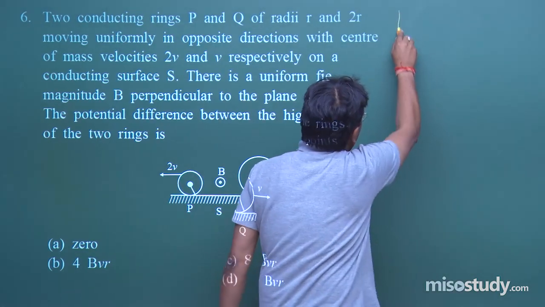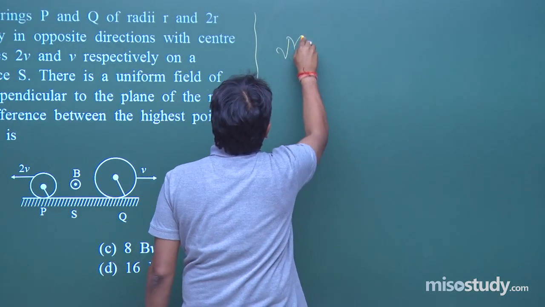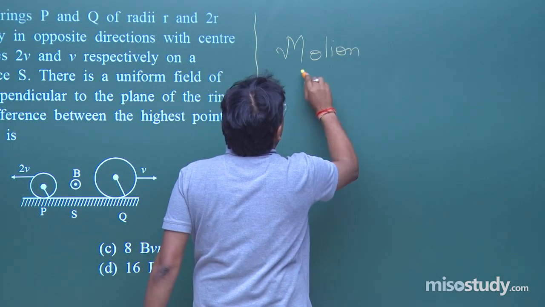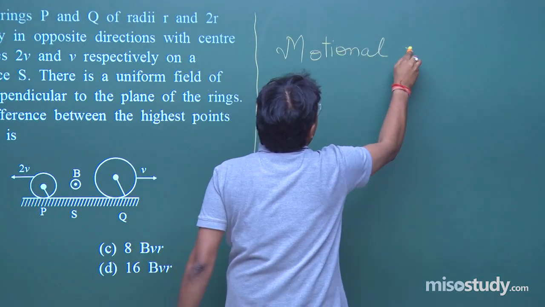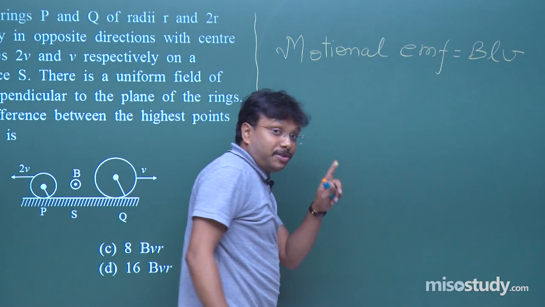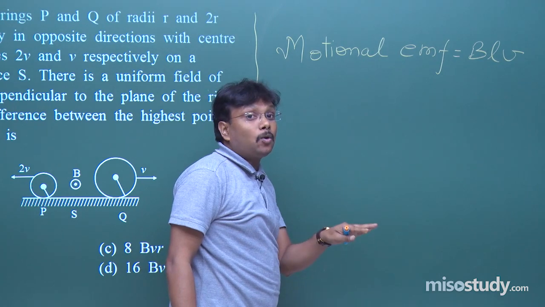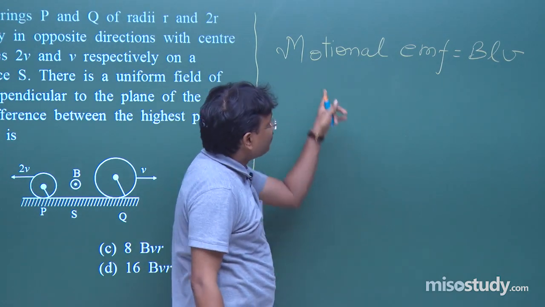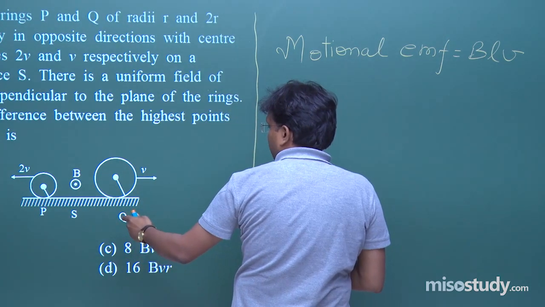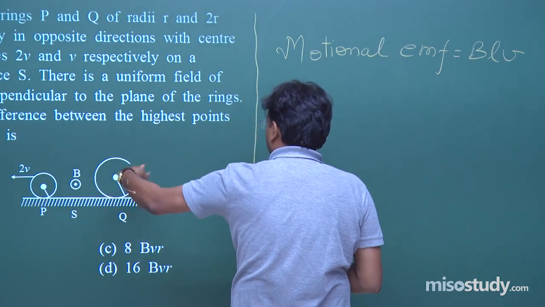Now, I am writing the formula. Motional EMF is BLV. This is the basic result. We discussed it for the aeroplane, for a tanker carrying petrol or diesel, a chain hanging, something like that. So, motional EMF is BLV. Now, one is this smaller circular conducting wire, another is the bigger one.